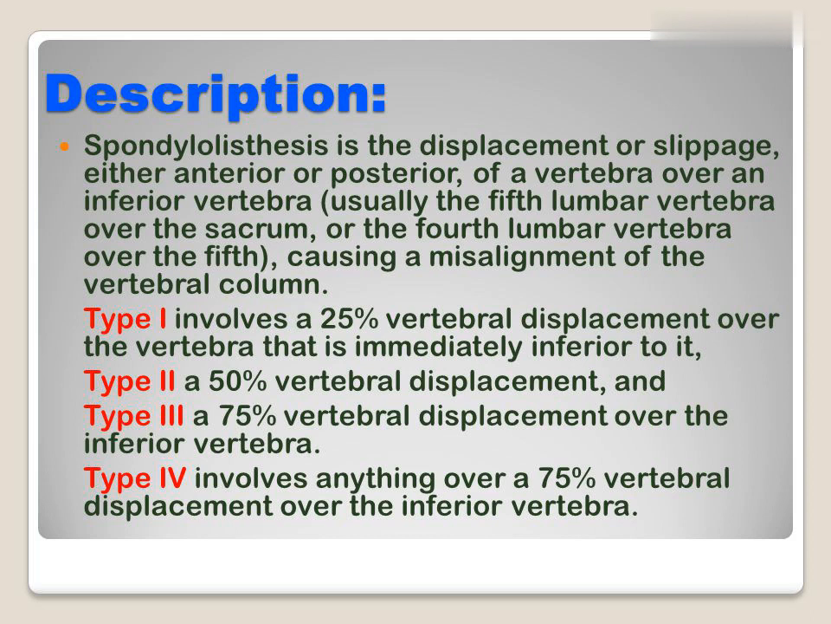Type I involves a 25% vertebral displacement over the vertebra that is immediately inferior to it. Type II, a 50% vertebral displacement, and Type 3 is 75% vertebral displacement over the inferior vertebra. Type 4 involves anything over a 75% vertebral displacement over the inferior vertebra.